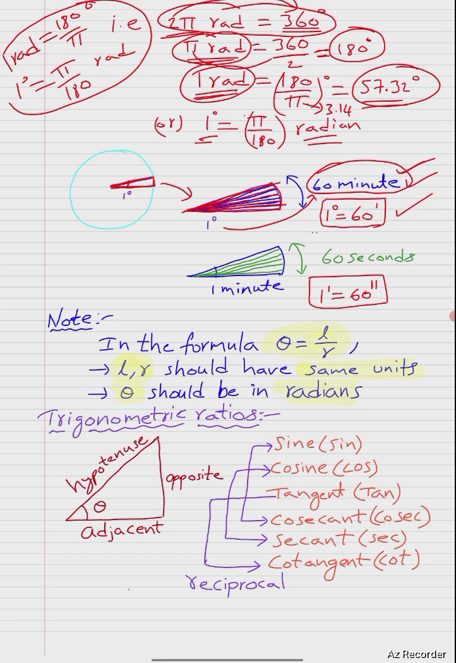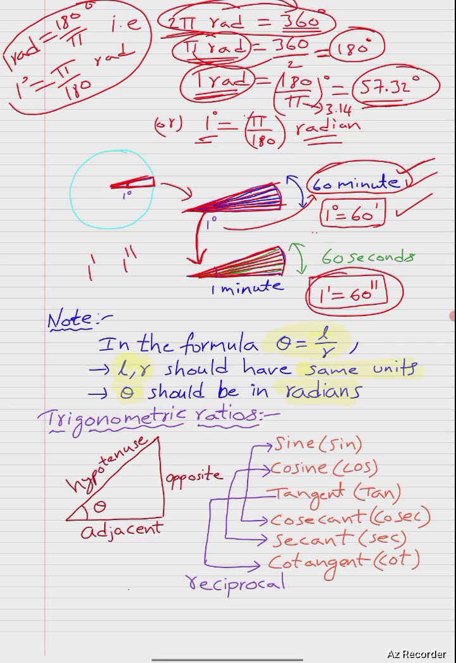Okay, now let us divide 1 minute into 60 parts again. Earlier what we have done? We have divided 1 degree into 60 parts. Now let us divide 1 minute into 60 parts again. So in this 1 minute again there are 60 divisions. Each division represents 1 second. That means in 1 minute there are 60 seconds. Minute is represented by prime and second is represented by double prime.